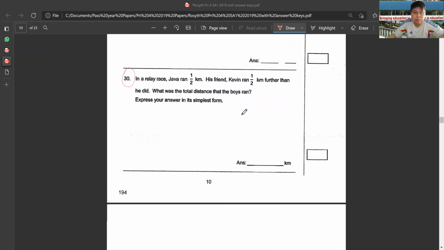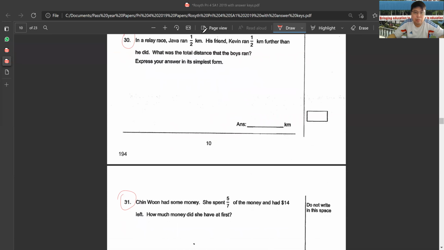Okay, 30. In a relay race, Java ran half a kilometer. His friend Kevin ran half a kilometer further than he did. Okay, what's the distance that Kevin ran?